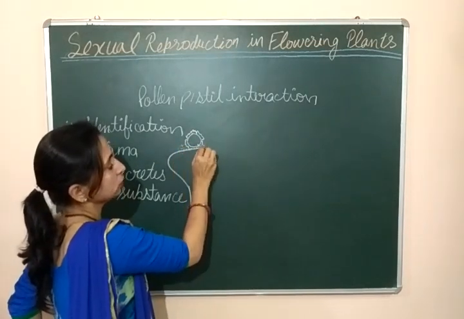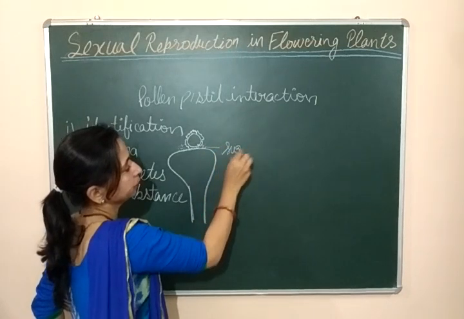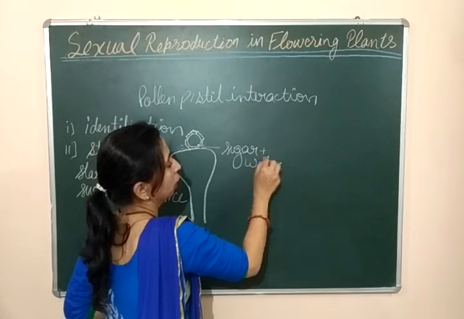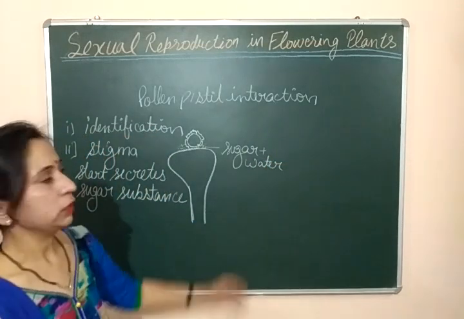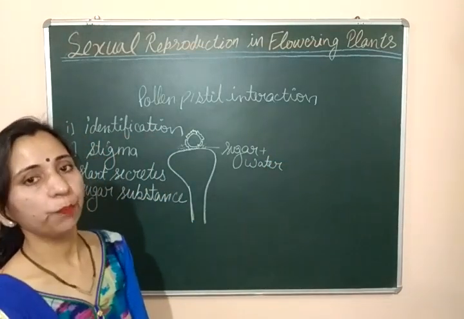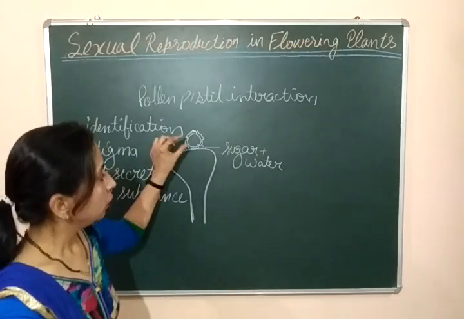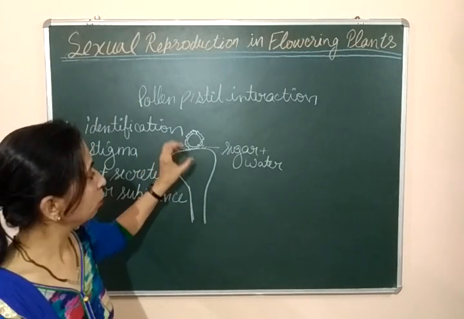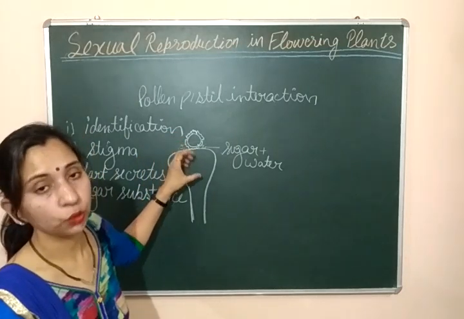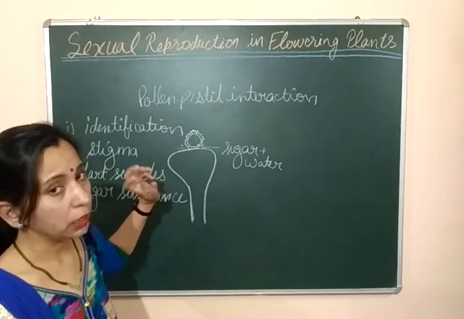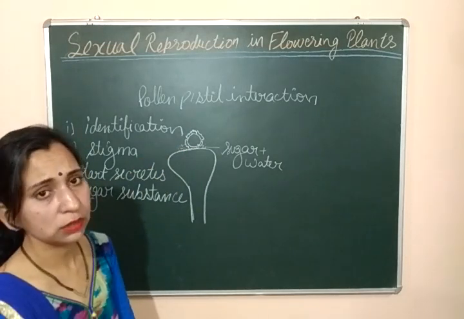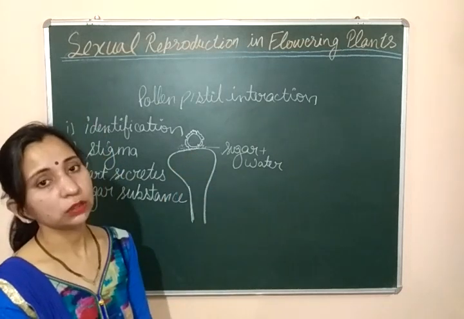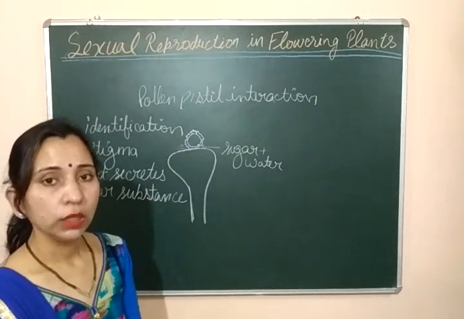Here it secretes sugar, in which water is also present. It secretes this sugar and water, meaning a sugary substance is secreted by the pistil. After that, the pollen grains will absorb this sugary substance, and after absorbing it, the intine starts forming a tube-like structure that is known as the pollen tube.